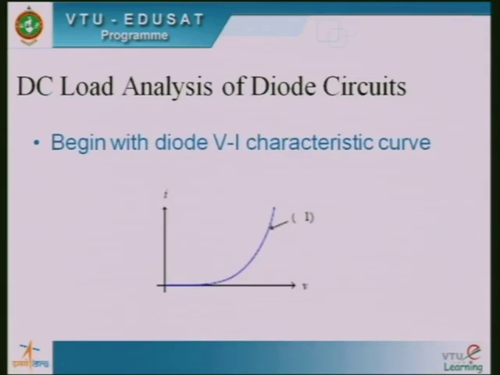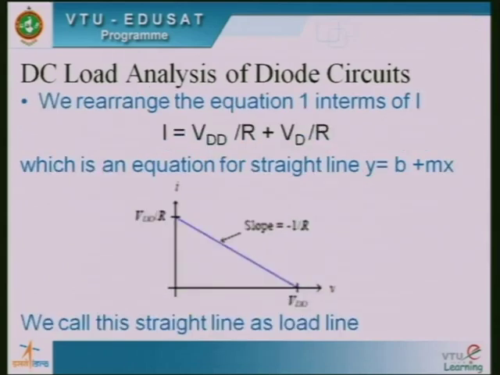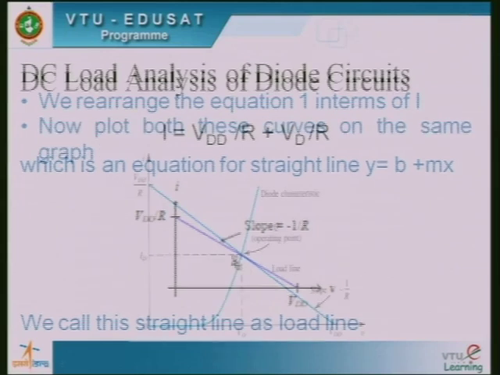So as I told you, this is how to go ahead with the graphical analysis. Using graphical analysis, we are finding out the operating point, that is, the DC conditions that exist in the diode circuit. We begin with the diode VI characteristic curve. Then, by rearranging the equation in terms of I and comparing it with the straight line equation, we get a straight line drawn between VDD and VDD by R, and this line is called the load line.